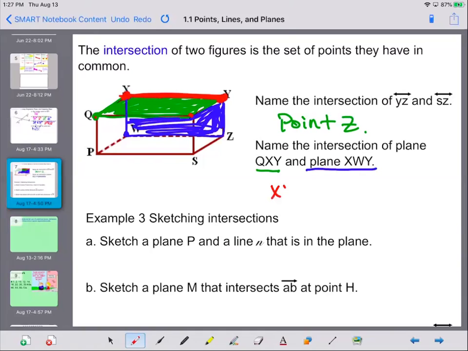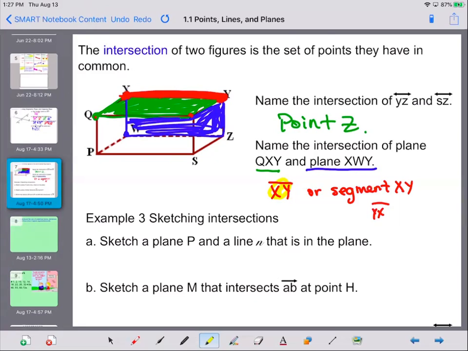Now, is this from X to Y, is that a line? Does it go on forever? I would say no, it's only going from X to Y. So that's going to be called a segment. Remember, we use that little symbol like that. Or you could say segment XY. Could I say segment YX? Yes, I could. So any of these would be appropriate answers.